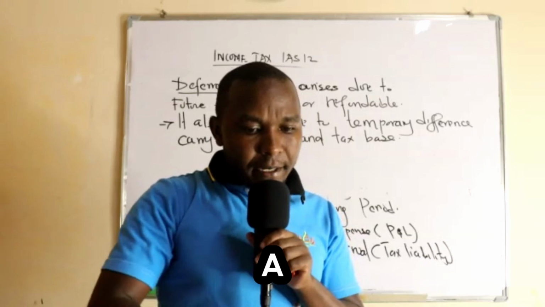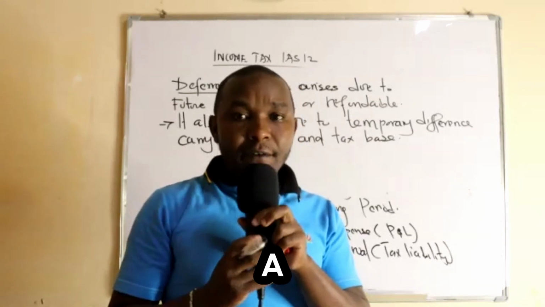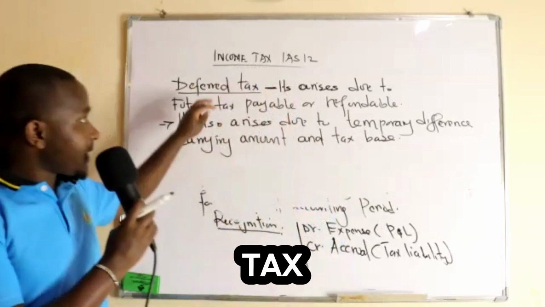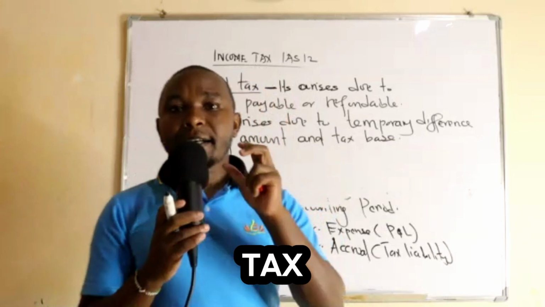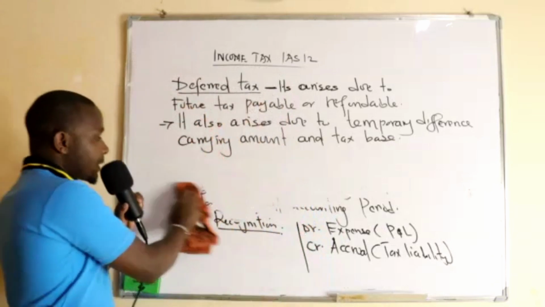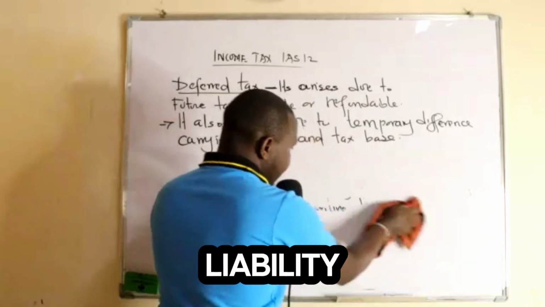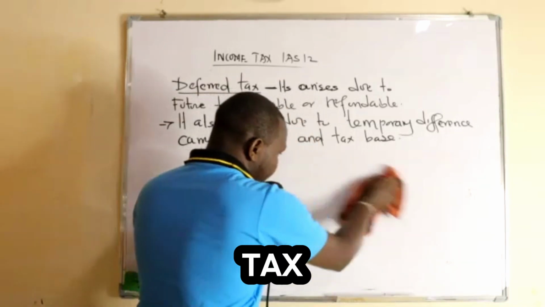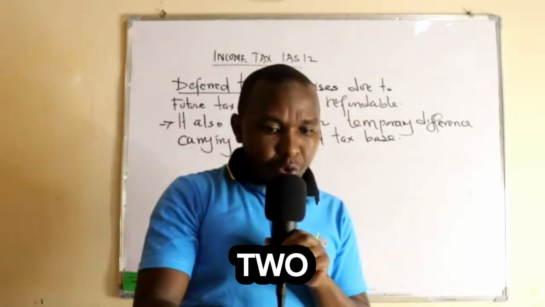So we have this term. Remember, we have generalized that as deferred tax. So we have two forms of deferred tax: the deferred tax liability and the deferred tax asset. So we can have the two.